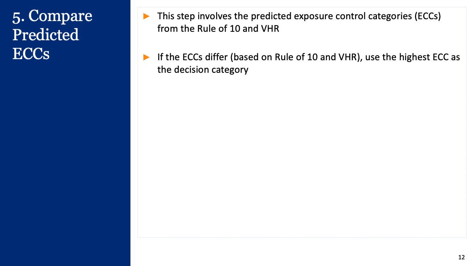And we compare, as a fifth step, the predicted exposure control categories from the rule of 10 and the vapor hazard ratio. And if they are the same, then great. But if they are different, then use the highest exposure control category as the decision category.